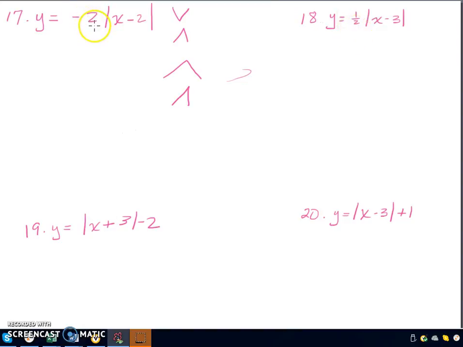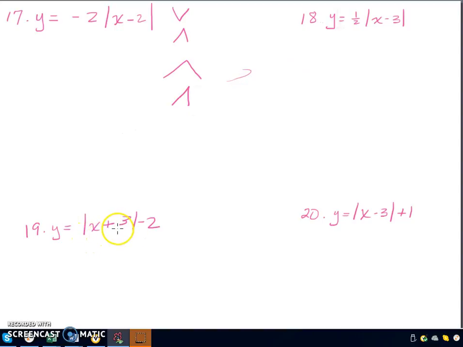If you have a number greater than 1, a whole number I should say, you're going to have a very skinny graph. The bigger the number, the skinnier it is. If you have a number less than 1, you're going to have a fat graph. So if you were to use a table and plot the points, you would see that the graph is going to be pretty fat.